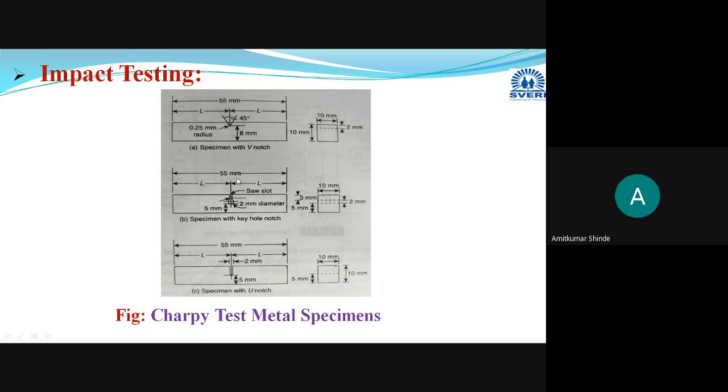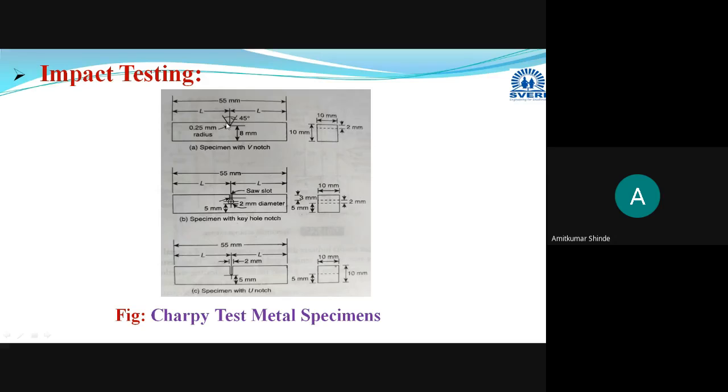Exactly at the center a notch is created. Now why is the notch created here? This is a very important point in this impact test. In this impact test we are going to create three different conditions. The first condition will be creation of a triaxial state of stress. That triaxial state of stress is created by preparing a notch.